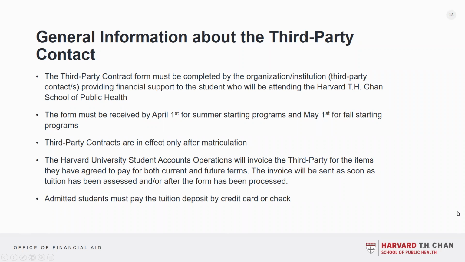Admitted students must pay the tuition deposit by credit card or check to the admissions office. The third-party contract form cannot be used to submit that payment. If you are a third-party sponsor and are looking to make the tuition deposit payment on behalf of the student, please contact the admissions office as they can provide you next steps. Lastly, please be aware that the third-party contract form is not legally binding, and therefore no need to get your lawyers involved.